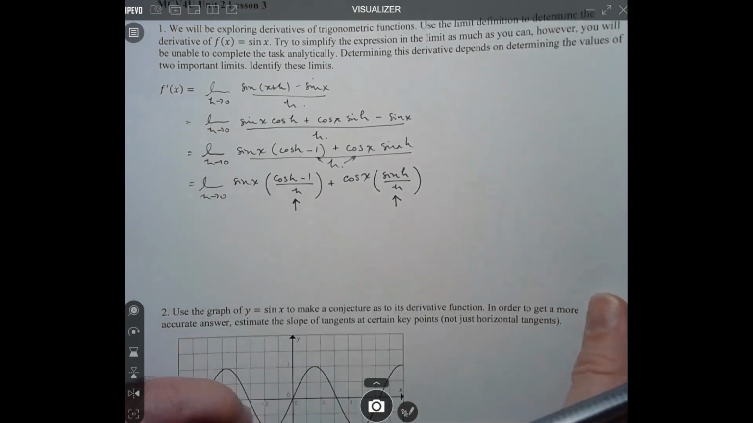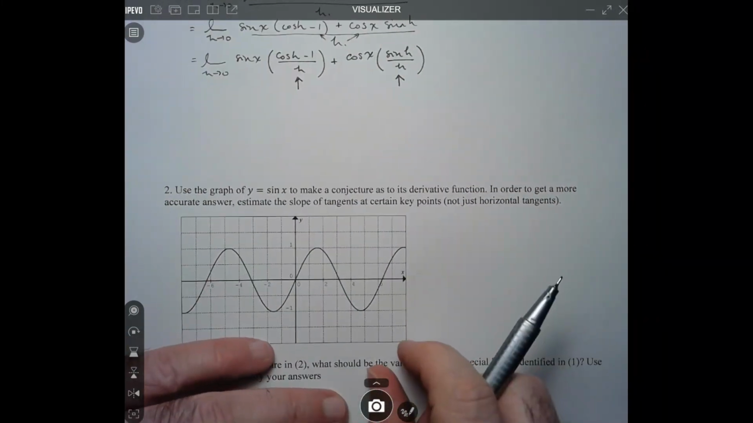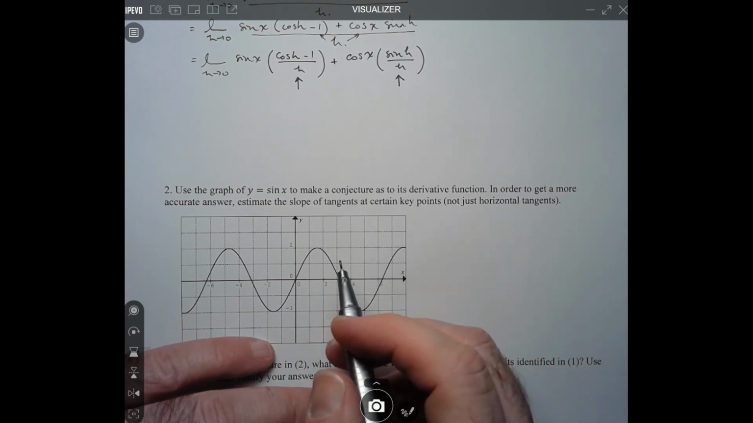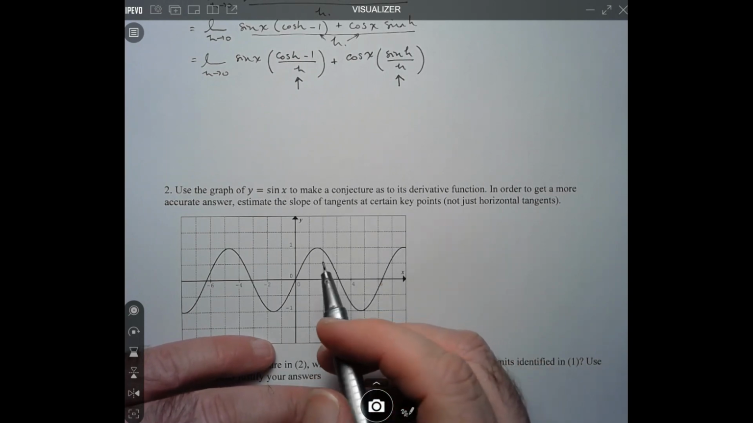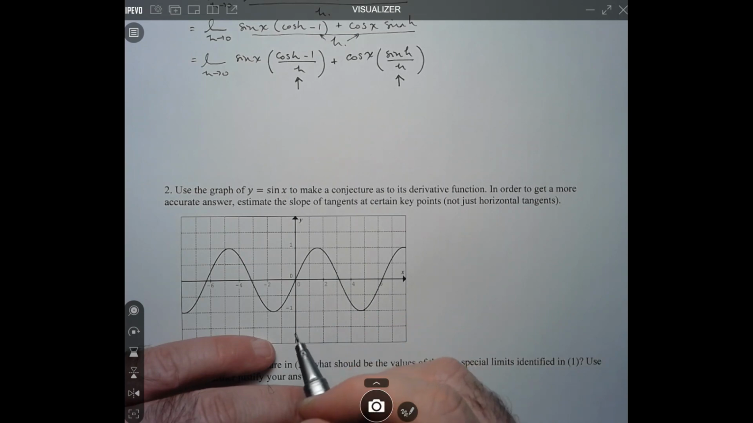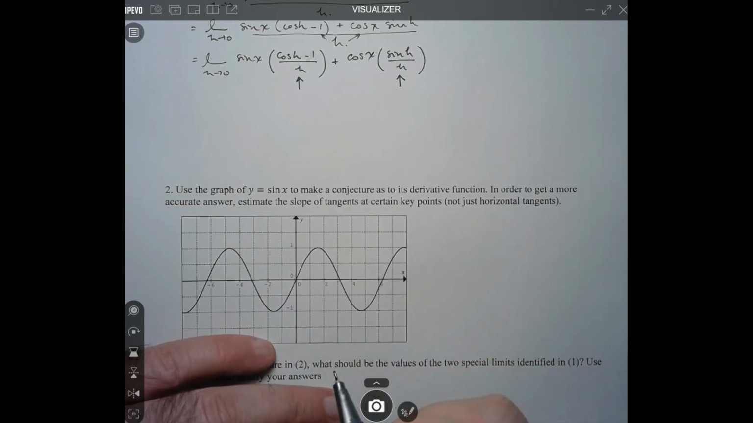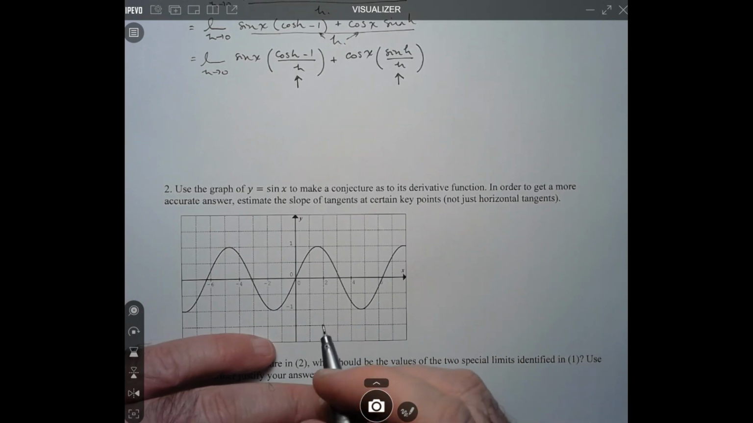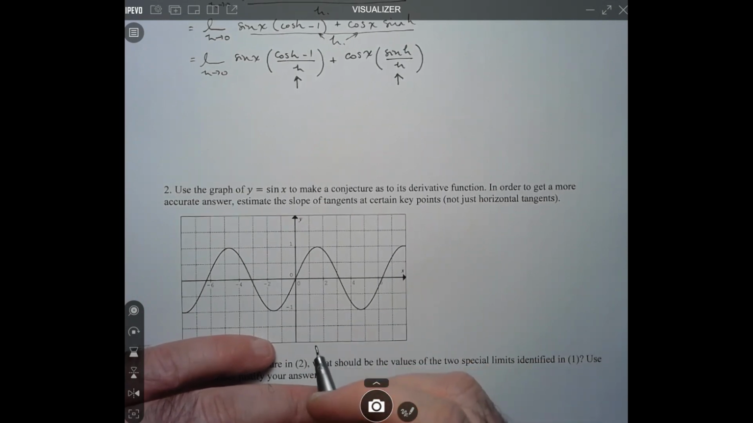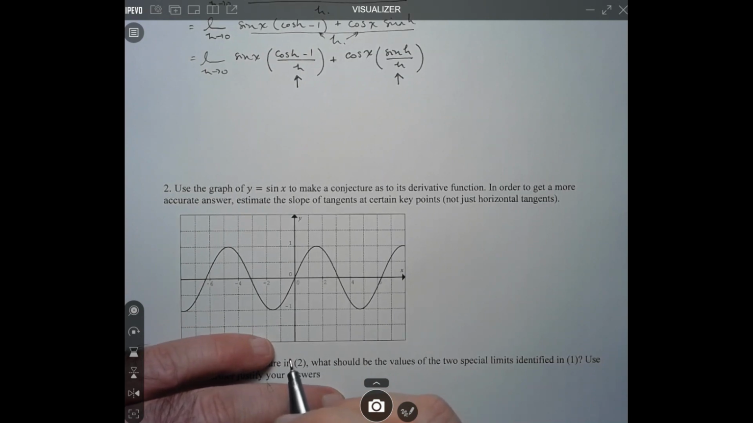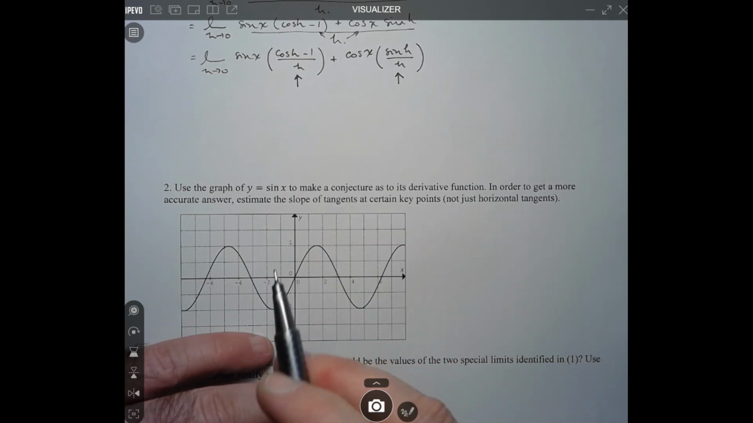So here you'll notice that I give you the graph of sine x. Now I want you to try to determine the derivative, but you're going to use easy points. Okay? I'm pretty sure you can see in this graph points where the slope of the tangent is very easy to determine. But I don't want you to just use those easy points.